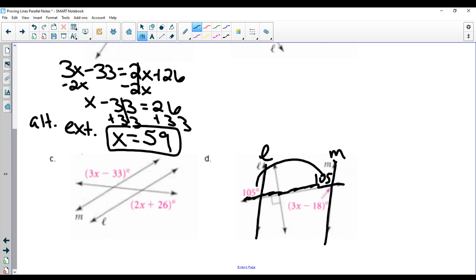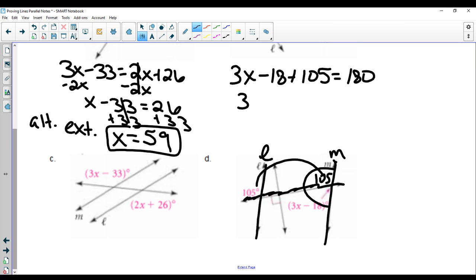And if you start at this 105 and this other expression, if you were to draw that, that's a half circle, guys. And half a circle is 180 degrees. So we know that 105 plus this angle gives us 180. So we're going to say 3x minus 18 plus 105 equals 180. In a roundabout way, you're using that converse of same side exterior, same side interior concept.